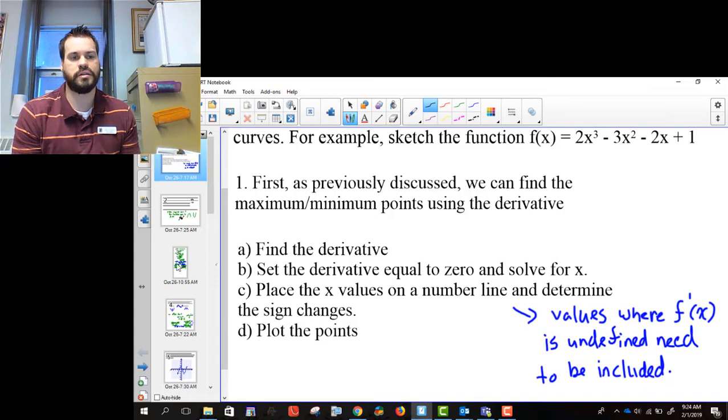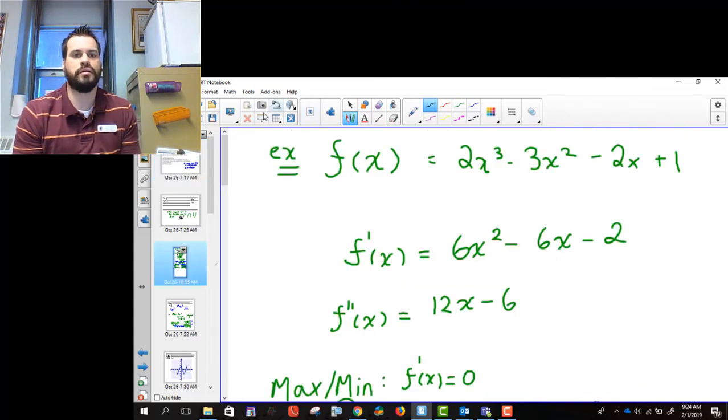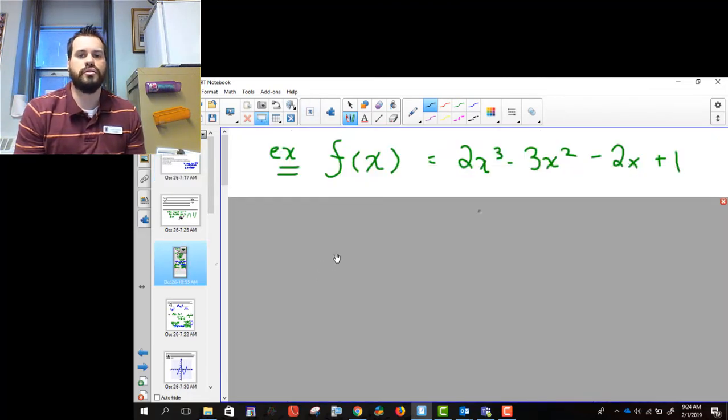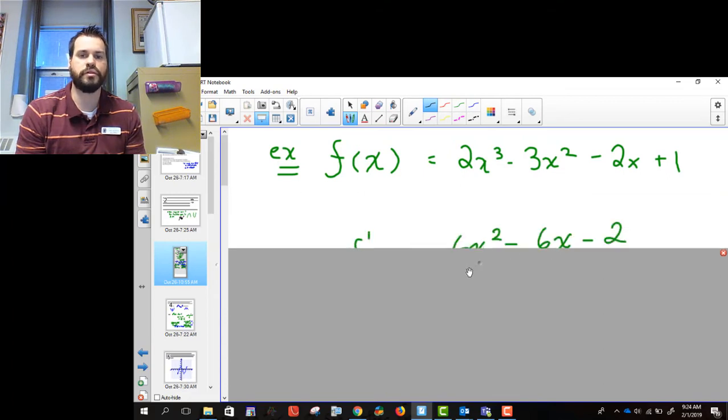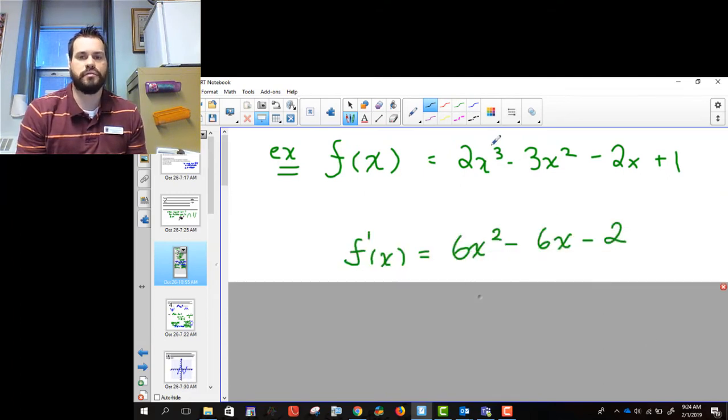So that's the concept. Let's look at an example of that concept by actually doing this function. We have 2x cubed minus 3x squared minus 2x plus 1, and I want to draw it. The first thing I'm going to do is look at the first derivative. The first derivative is 6x squared minus 6x minus 2.